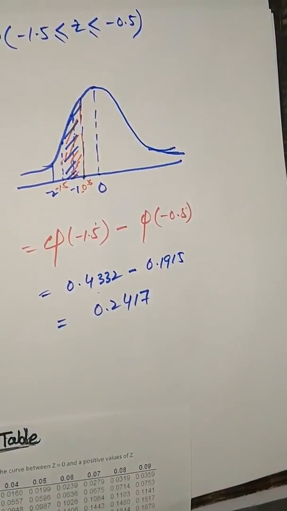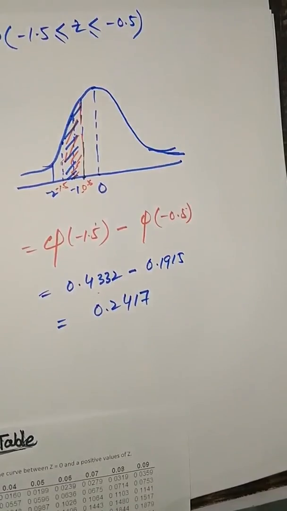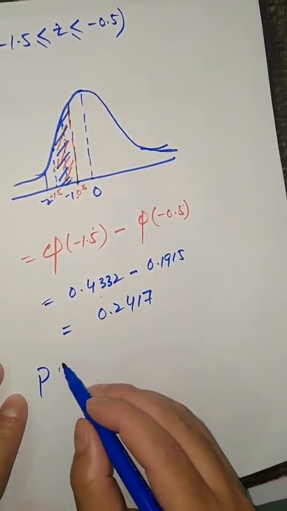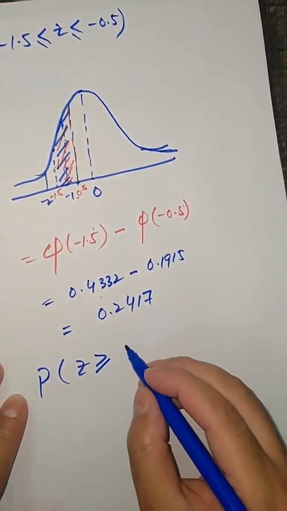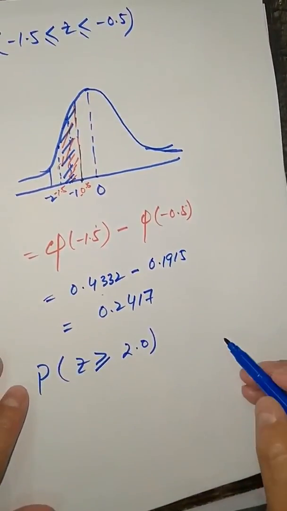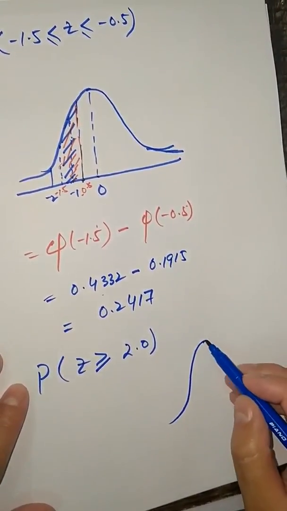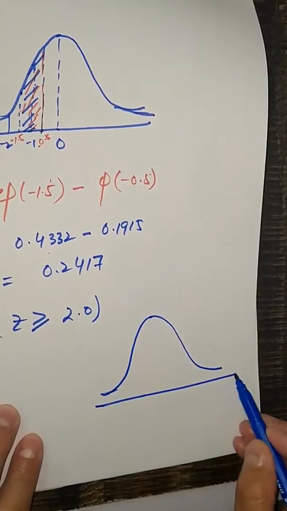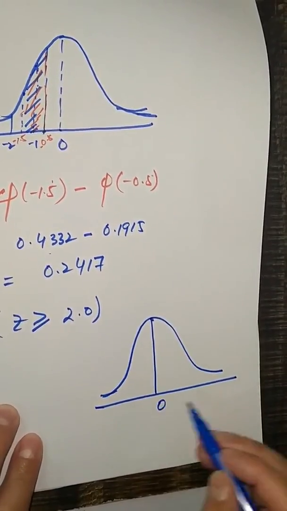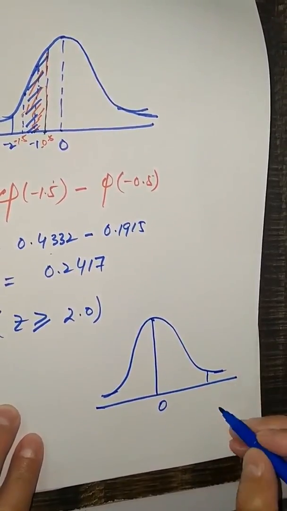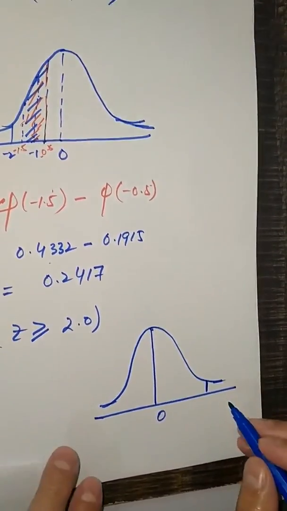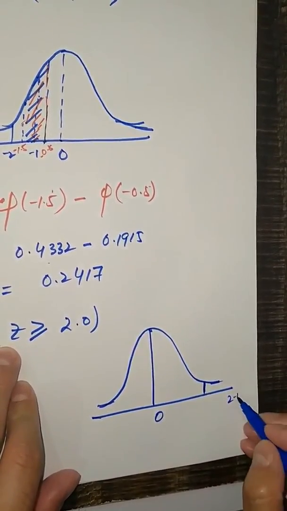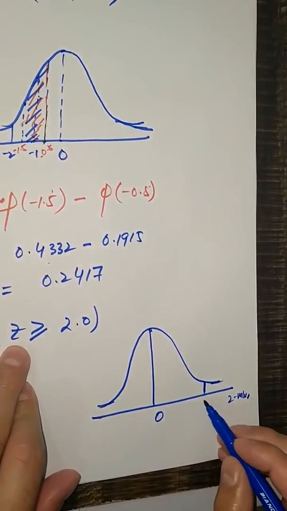Okay, now let's solve another example. I have to find the probability when z is greater than or equal to 2. For this case, here is the standard normal distribution. This is 0. Here sigma is equal to 2, and in this case z is greater than 2.